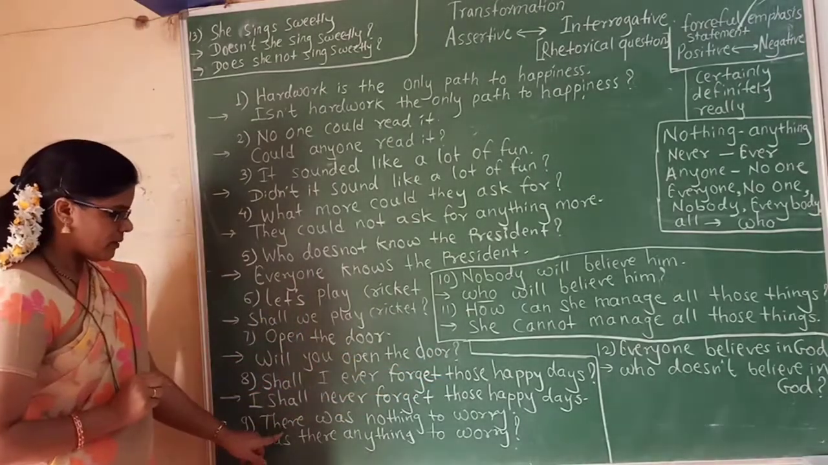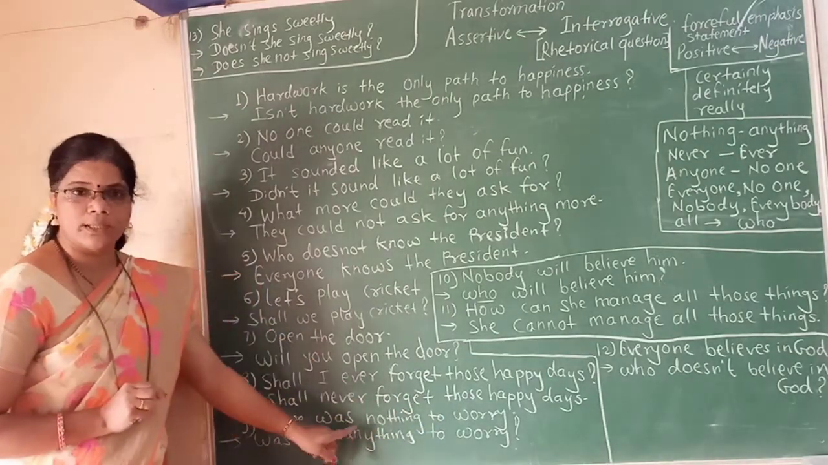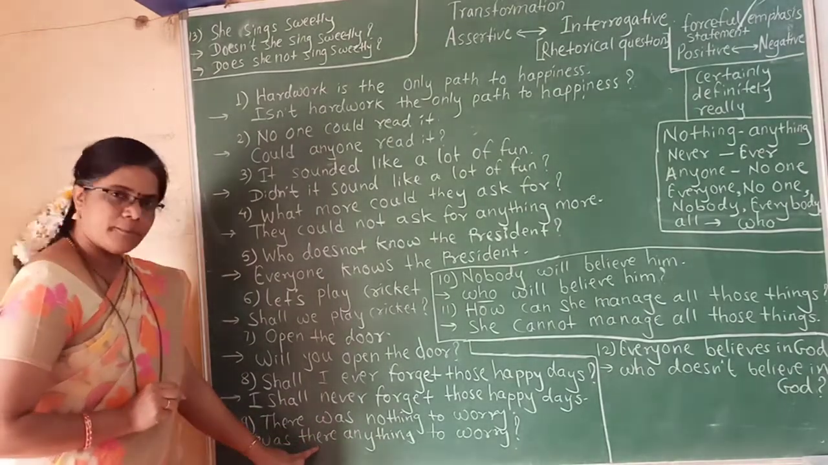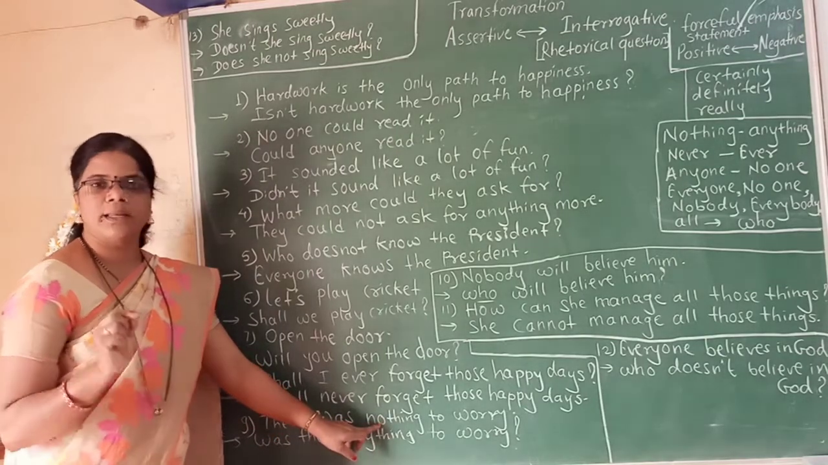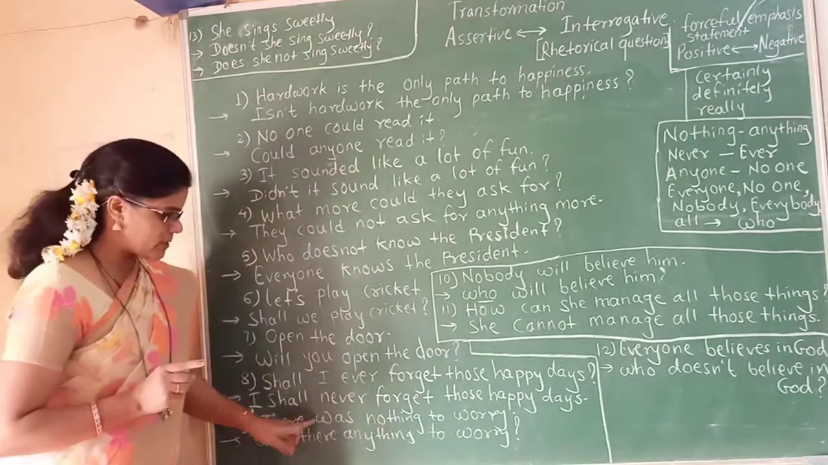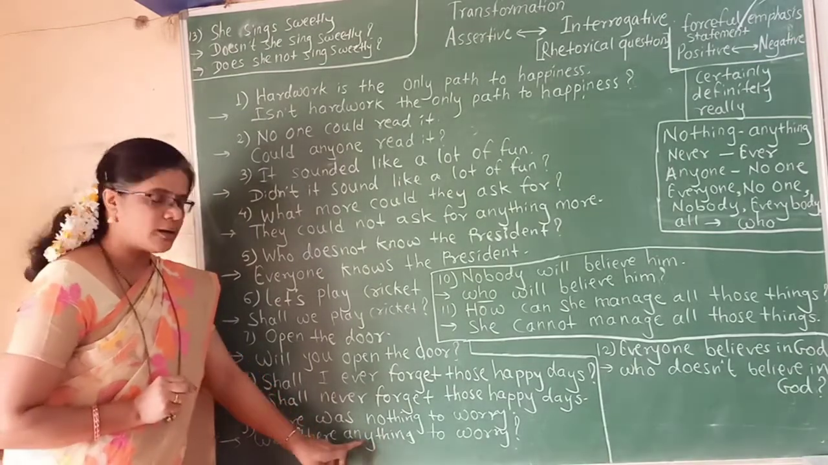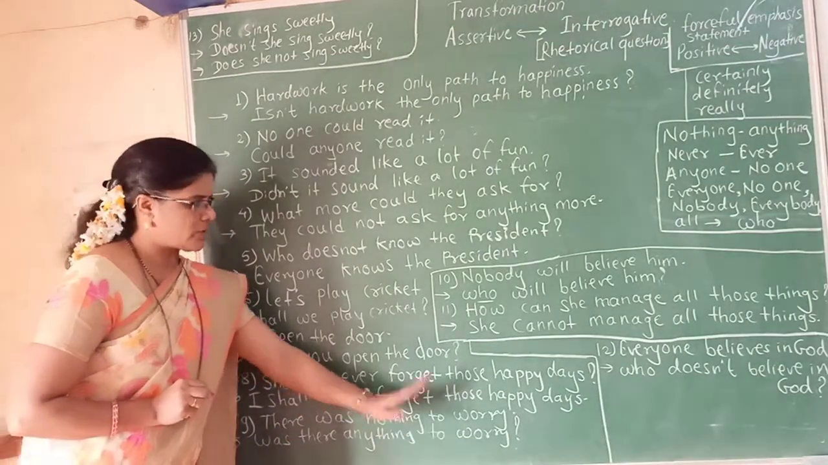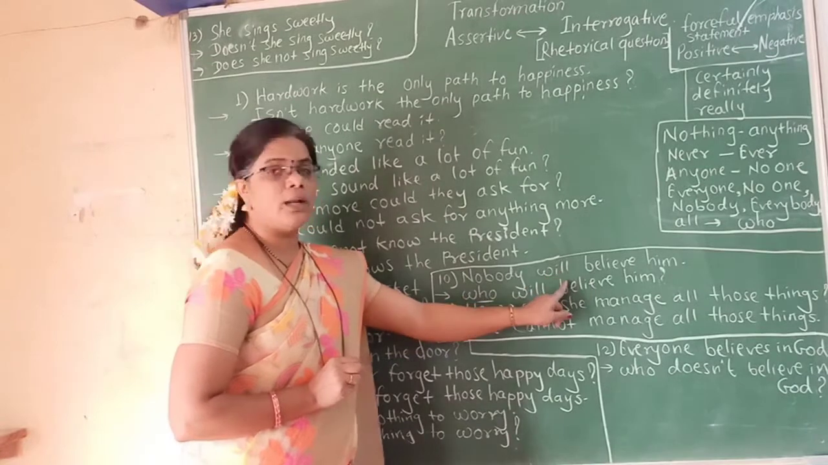Next one, there was nothing to worry. Was, here was. There, anything. Why anything? Because nothing, a negative word, was used, so this sentence was negative. We have to change it into positive by using anything. So, was there anything to worry? Question mark.